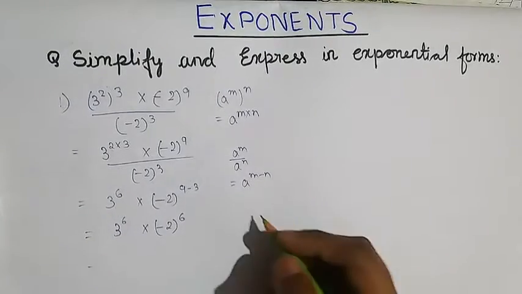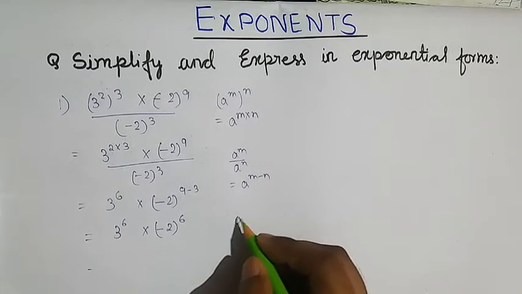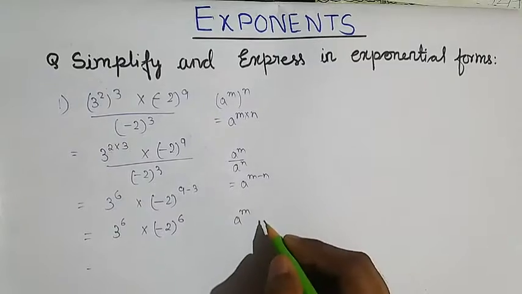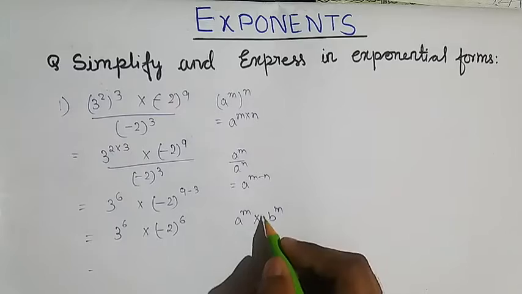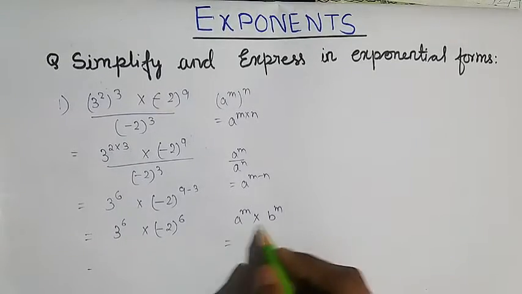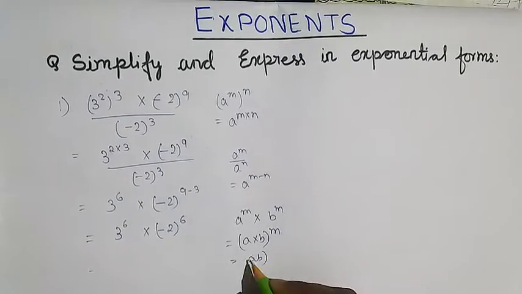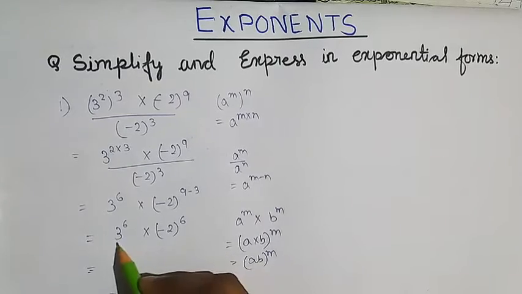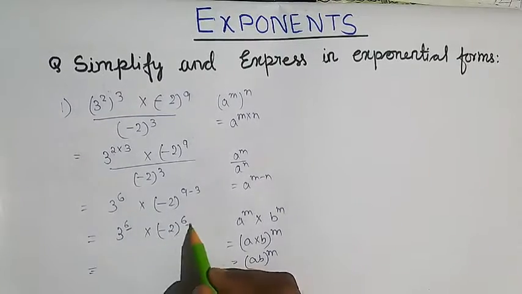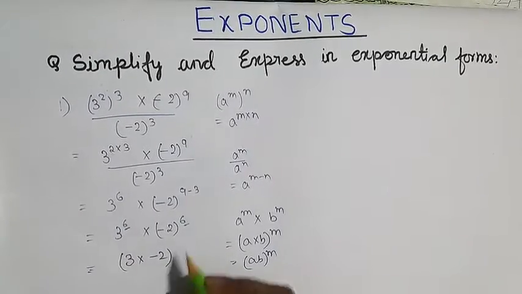Now again we know that if we have two different numbers with different bases and the same powers, for example a raised to the power m multiplied by b raised to the power m, they are being multiplied and they have the same exponent but they are different numbers. So we can write it as a into b whole to the power m, which is equal to (ab) whole to the power m. So here we can see there are two different numbers, 3 and minus 2, but the powers are the same. So this can be written as (3 into minus 2) whole to the power 6.